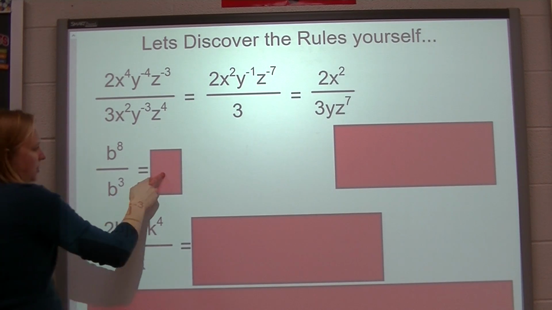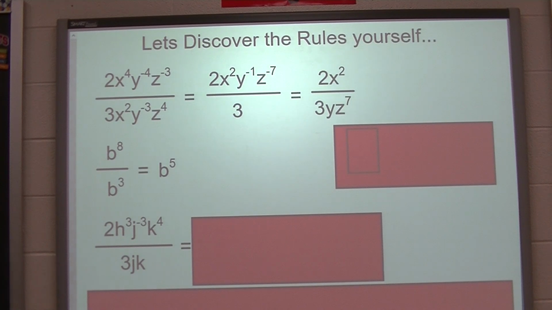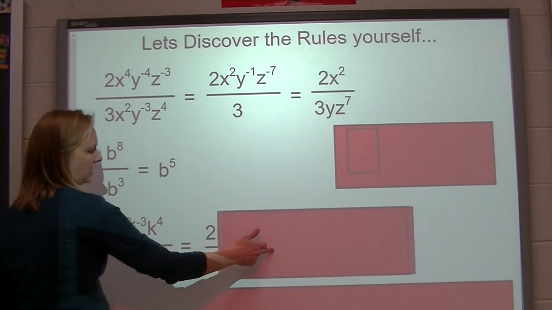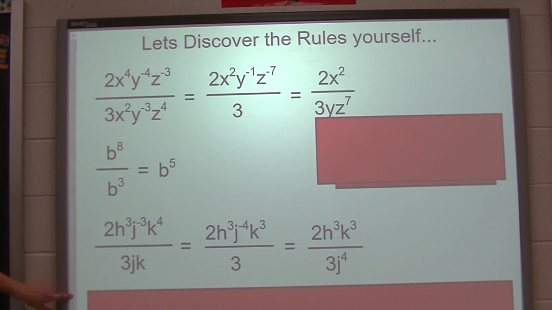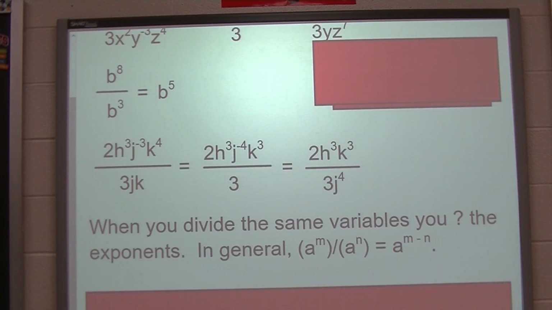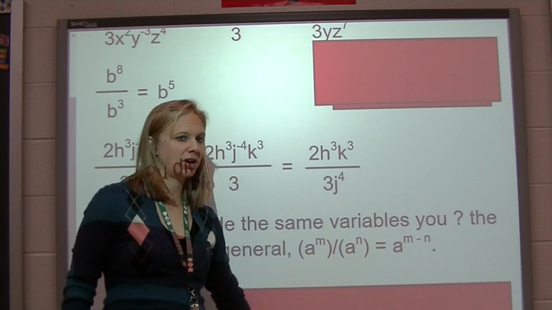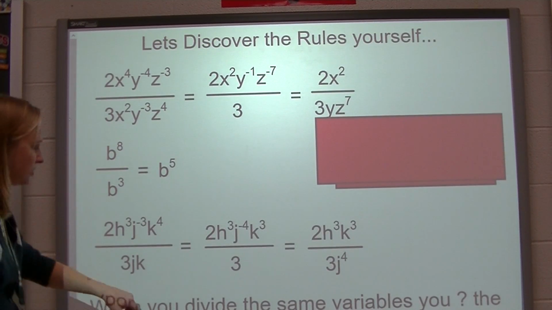b to the 8th divided by b to the 3rd simplifies to b to the 5th. And 2h to the 3rd, j to the negative 3rd, k to the 4th over 3j to the k simplifies to 2h to the 3rd, k to the 3rd, all over 3j to the 4th. So again, pause the video and try to find the rule of what I did here, and you should find that when you divide the same variables, you subtract the exponents. So in general, a to the mth divided by a to the nth is equal to a to the m minus n.